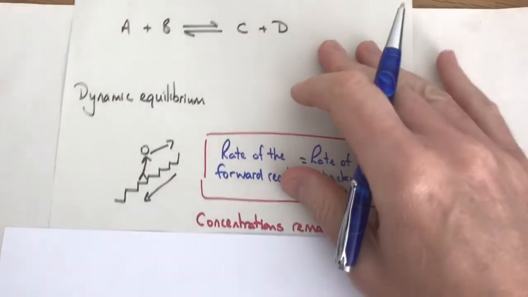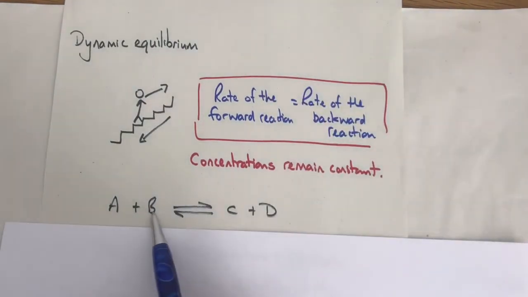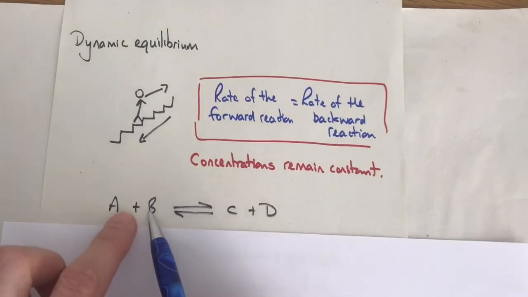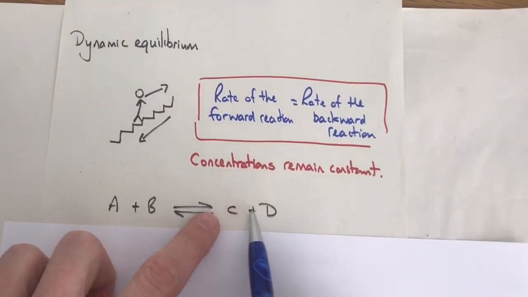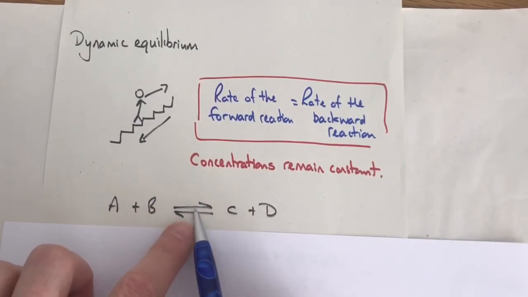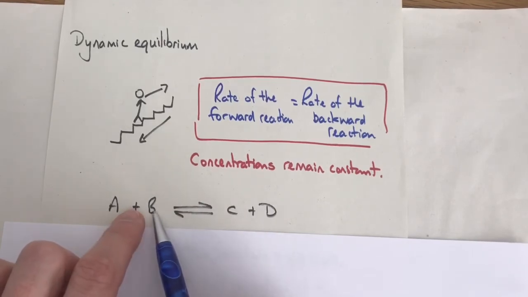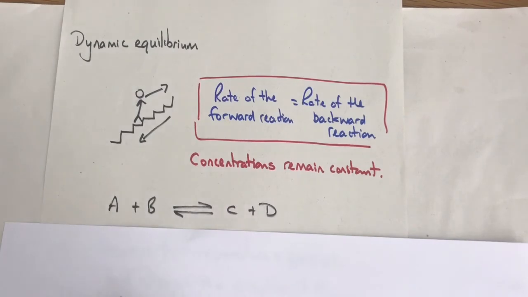When this happens in a reaction, so if I come back to my reaction here, the concentrations of these remain constant. So initially A and B react and form C and D, and then C and D start to increase, they'll start to react to come back this way, and then you get to a point where the speed is the same as we reach our dynamic equilibrium, and therefore the amounts of A and B and the amounts of C and D will just stay at constant levels. At that point we define it as a dynamic equilibrium.